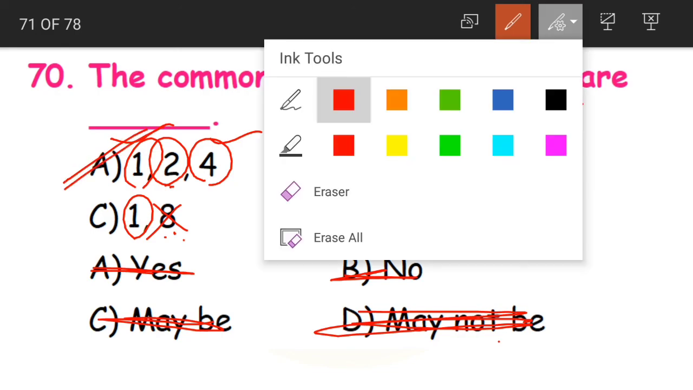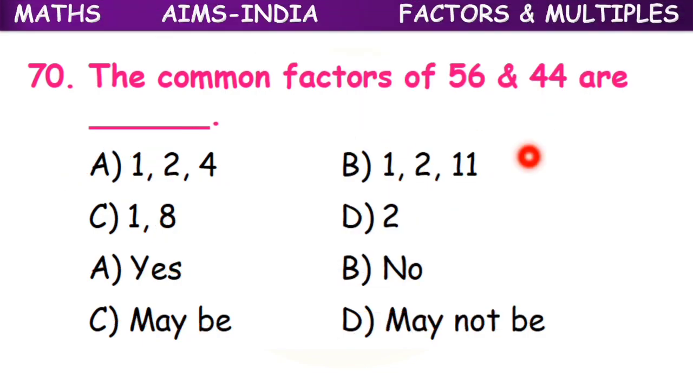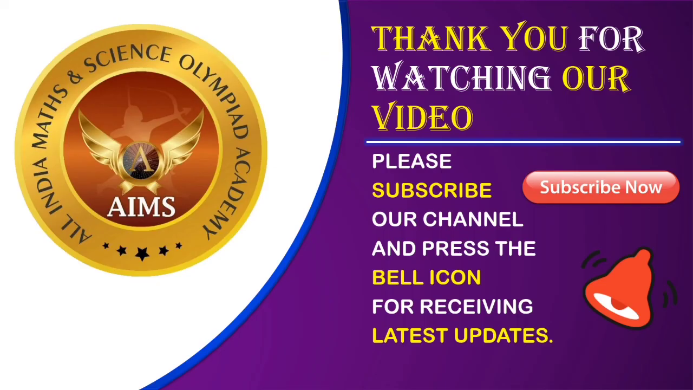Option A, 1, 2 and 4 are the common factors of 56 and 44. Clear? And with this we've come to the end of all the multiple choice questions from the chapter factors and multiples. Understood, children? Now listening to this, you will get an idea of what kind of questions might be asked in the exam from the topic factors and multiples.